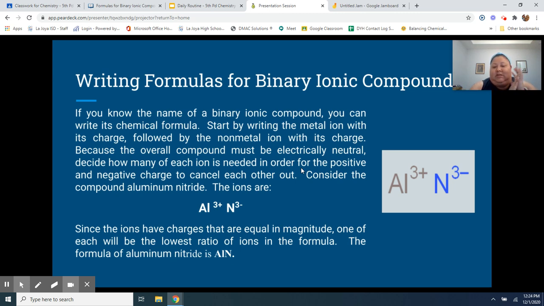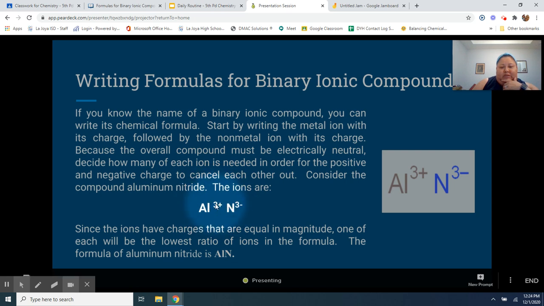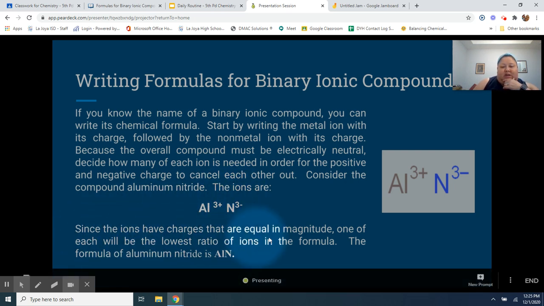In the case of aluminum and nitrogen, which is what you see here, this 3 that you see must cancel with this 3. How many do I need of aluminum? Well, just 1. How many do I need of nitrogen? 1, right? 1 times 3, 3. 1 times 3, 3. Except this one's positive, this one's negative. You add them together and you get 0. Since the ions have charges that are equal in magnitude, one of each will be the lowest ratio of ions in the formula, and the formula for aluminum nitride is AlN.